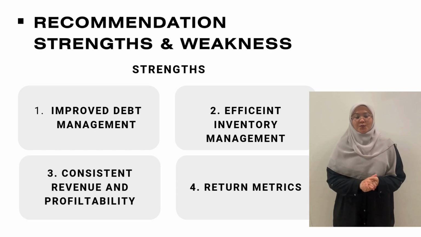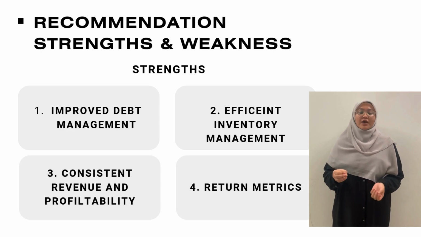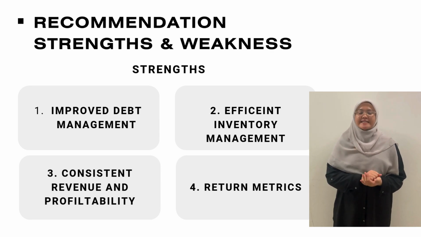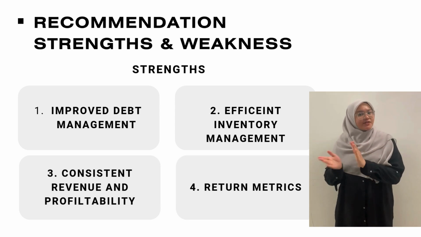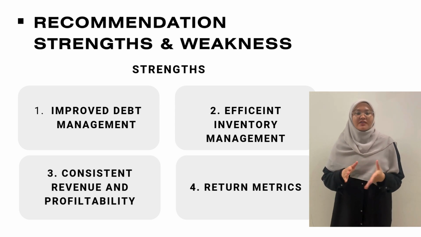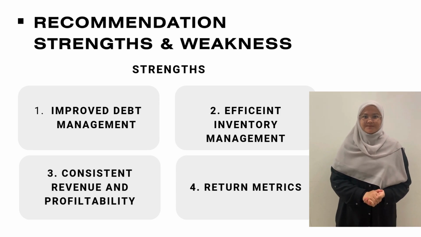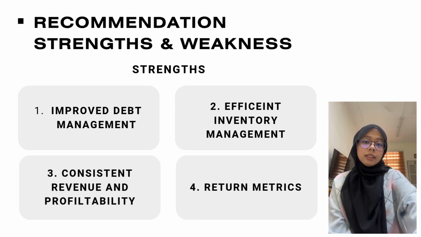The next strength of Aeon Corporation Berhad is their improved debt management. This is shown through the decrement of the debt ratio from 66.70% in the year 2022 to 64.41% in the year 2023. This means that Aeon is less reliant on their debts to finance their assets in the year 2023. So the second strength that we found is efficient inventory management. The inventory turnover ratio increased to 7.4616 times in 2023, higher than the industry average of 7.1, indicating improved efficiency in managing the inventory.